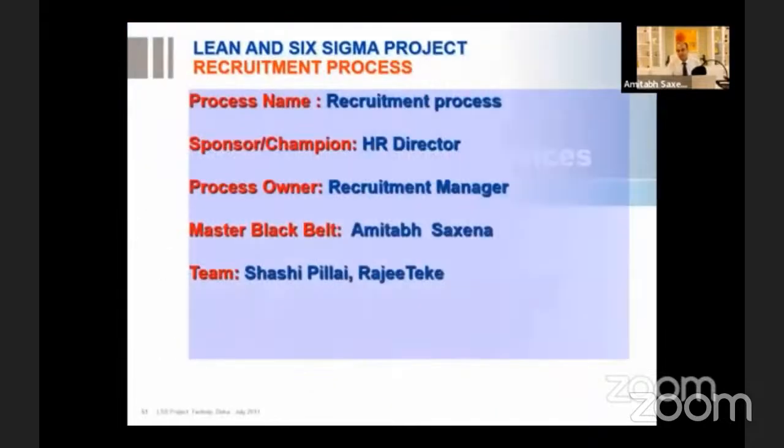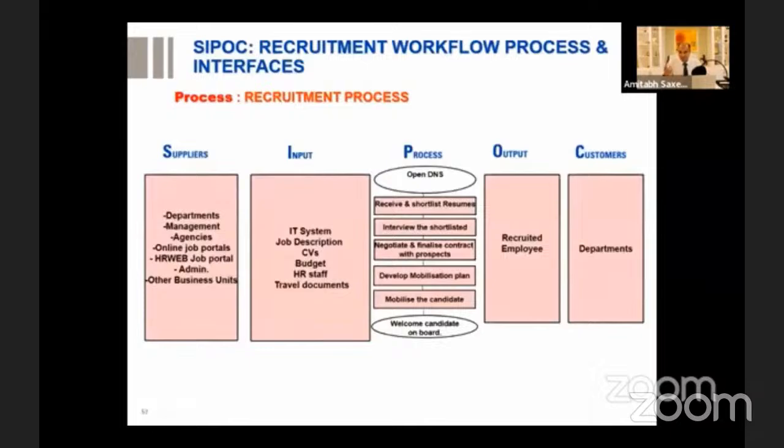Now let us do an improvement project. We want to reduce the recruitment cycle time. So I form a team with the process owner and sponsor. Sponsor or the champion is the head of the department of your process, in whose process you are doing the project. Here, the recruitment process is the process. So the HR director would be the sponsor or the champion, and the process owner is the recruitment manager. And the master black belt was me, and the green belts were the people who are doing the project.